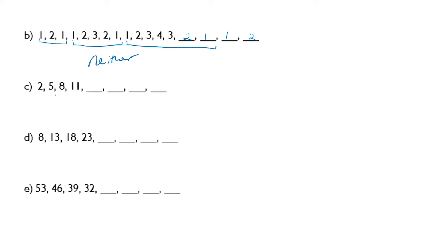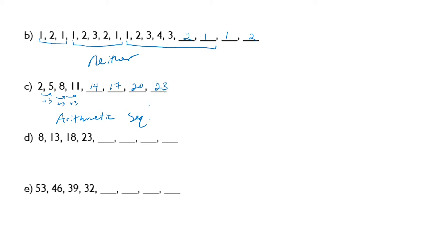For part C, we see that to get to 5, I need to add a 3. To get to 8, I need to add a 3. To get to 11, I need to add a 3. So this must be an arithmetic sequence. So we'll need to add 3 to get to the next number. 11 plus 3 is 14. Add 3 again, get 17. Add 3 again, get 20. Add 3 again, it's 23.